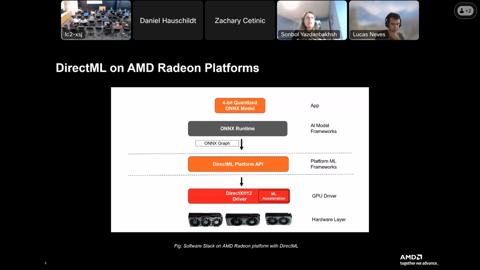DirectML is a low-level machine learning API, and its building blocks are the operators, like hardware-level operators. It usually sits at an intermediate level between the apps, where the models come from, which have the ONNX Runtime as output, and the driver that we have. So in this figure, we can see the software stack of how we do the whole implementation on the AMD platform. Next, please.